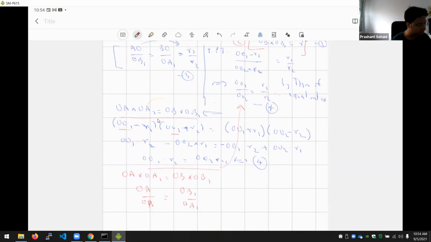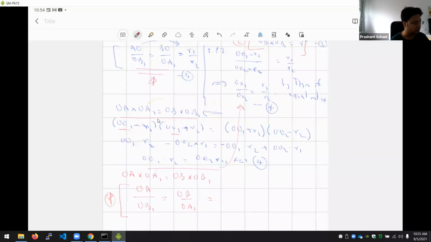So my objective is to, oh sorry, I mean this one. If I just simply rearrange this, I get OA upon OB1 equal to OB upon OA1. So this is the first part which I wanted to prove, that these two are equal. That is getting solved here. But I can continue to work on this.